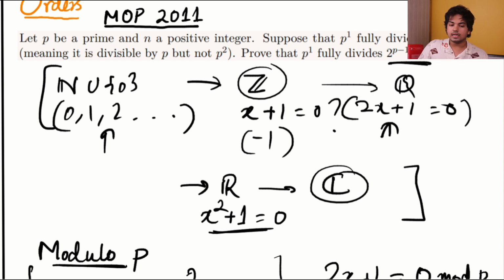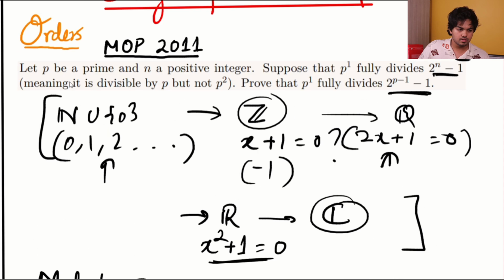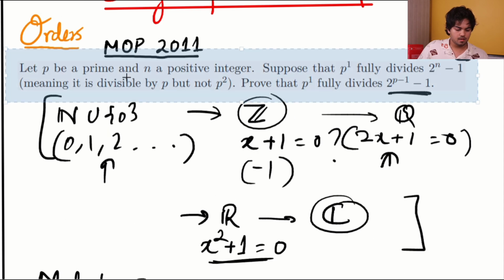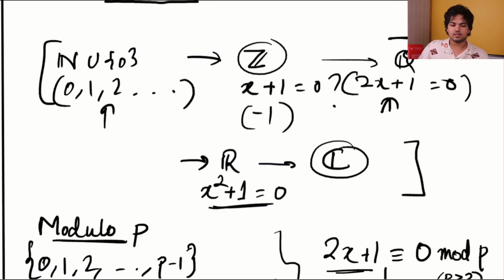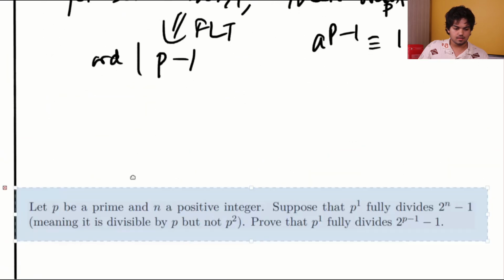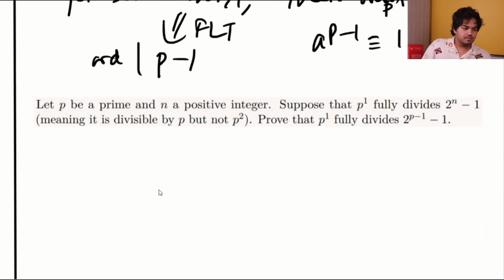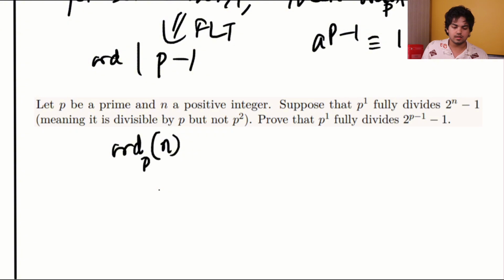Since p to the 1 fully divides 2 to the n minus 1, by which we mean that p divides 2 to the n minus 1, but p squared doesn't, let's see what it means. So I get that the order of 2 mod p, my bad, I'll call that k.